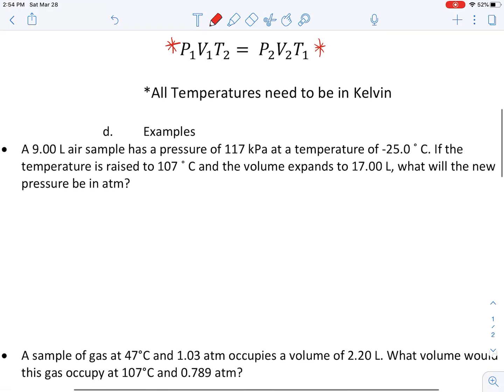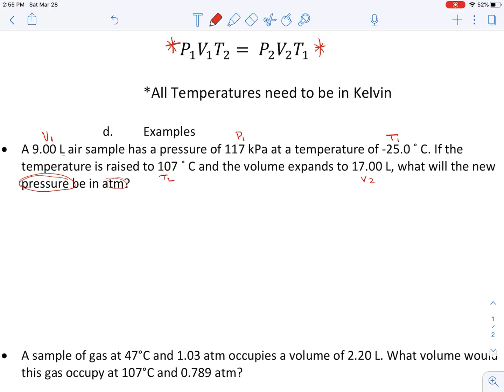This one uses the formula P1V1T2 equals P2V2T1. We have a 9-liter sample. That's a volume, so that's the first volume I see, and I'm going to assign it V1. It has a pressure of, there's P1, at a temperature of, there's T1. If the temperature is raised to 107, that's T2, and the volume expands to a new volume, what is our new pressure in atm? So we're looking for P2 as our question.